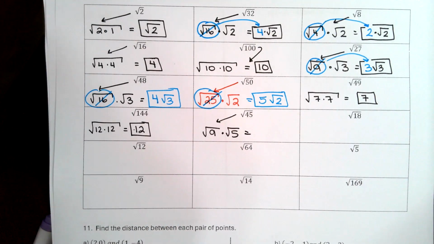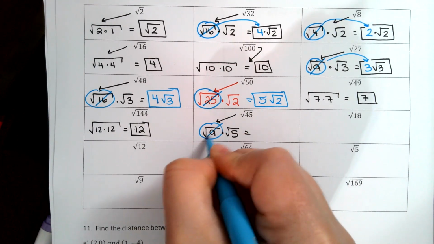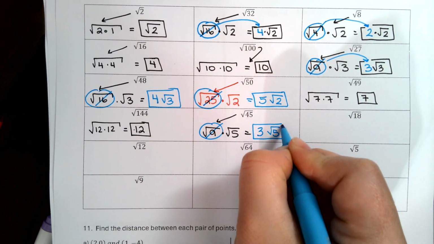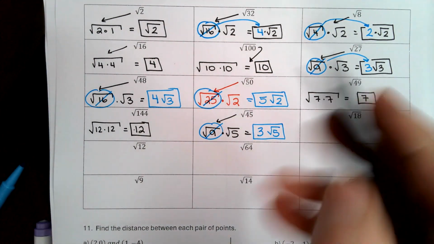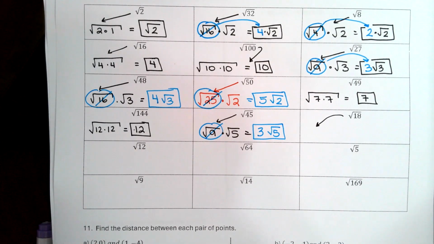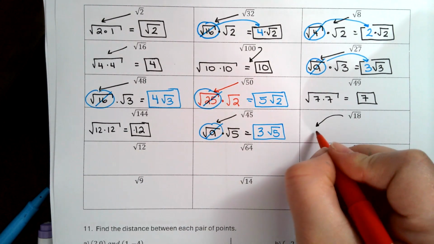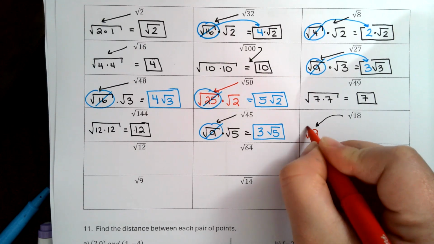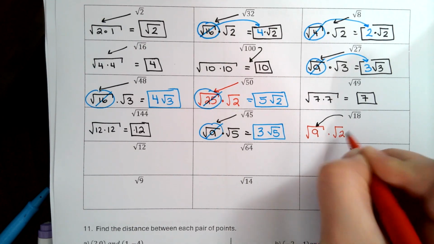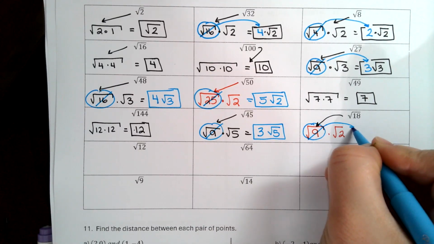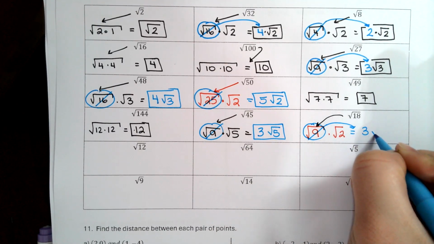We can simplify the square root of 9. Square root of 9 is 3. So we get 3 root 5. 18. Again, we're going to be careful on this one, because sometimes we get 6. We don't want to use 6. We want 9 times 2. And the reason we don't want to use 6 is because 6 is not something we can simplify. However, 9 is. So 9 root 2.